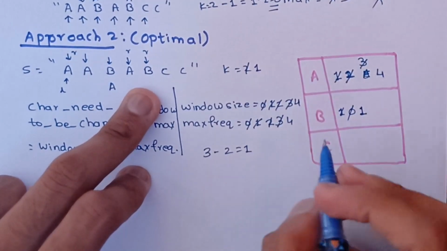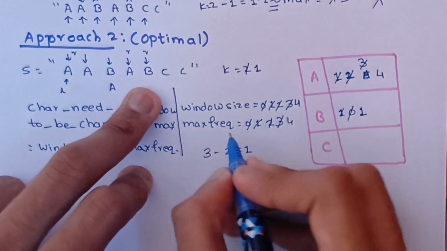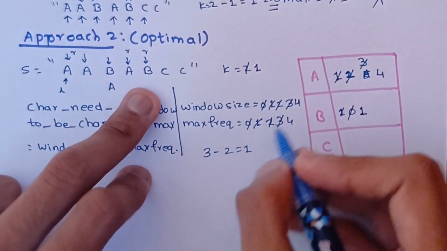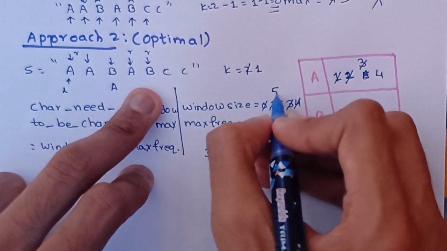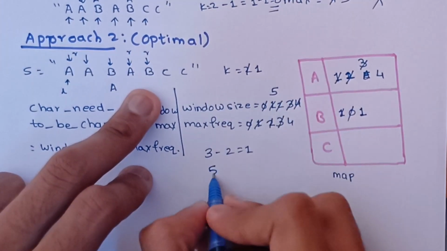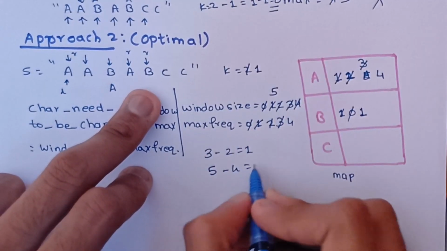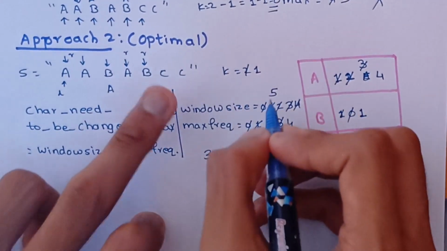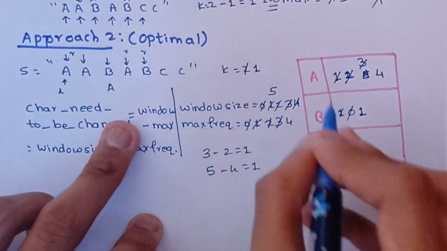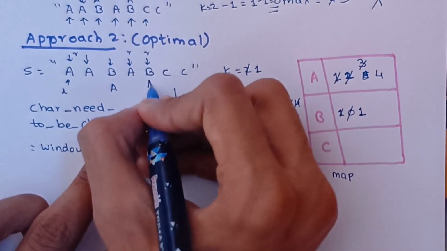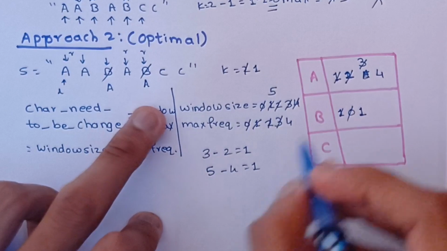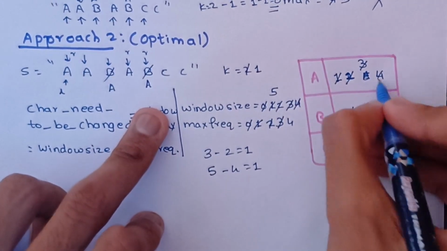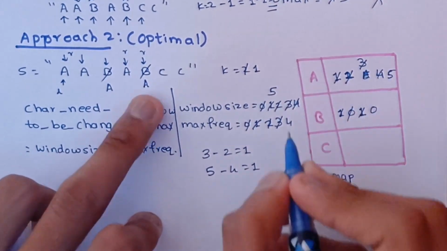Now our maximum frequency is 4 and window size is 5. I will write 5 here. Now we will check 5 minus maximum frequency 4, which is equal to 1. So 1 is not greater than k, so we will replace this also with the maximum frequency element. It will be replaced by a. Now this will become 0 again and this will become 5. Now we will move forward.